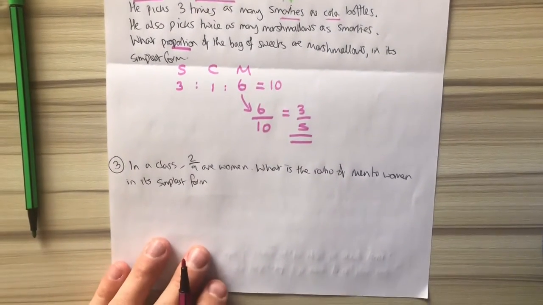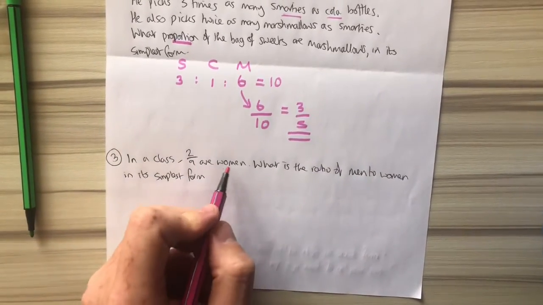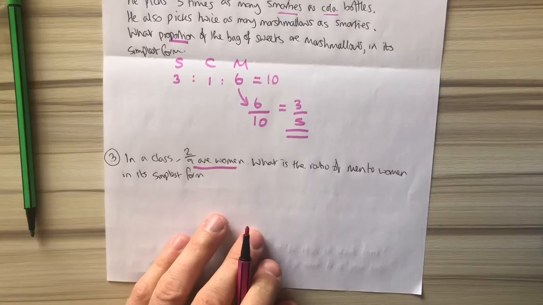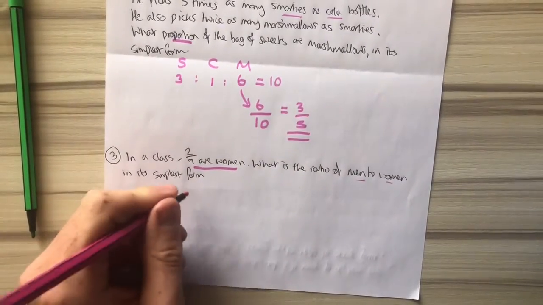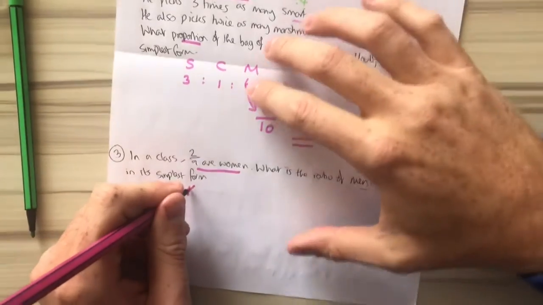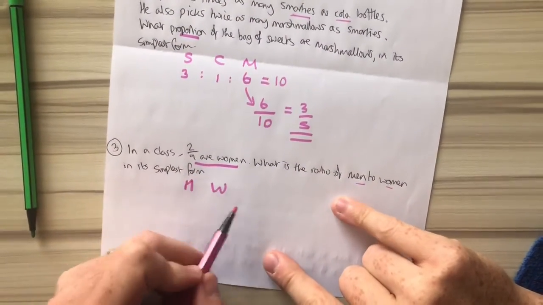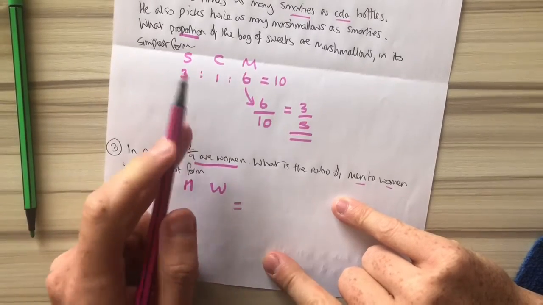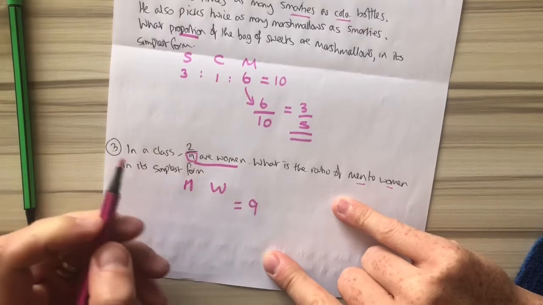On to the final one. In a class, 2 ninths are women and the rest are men. What's the ratio of men to women? So men, women. So what does the total have to be? This is the opposite way to the first 2 questions. There's 9 on the bottom, which means there's 9 people in total.